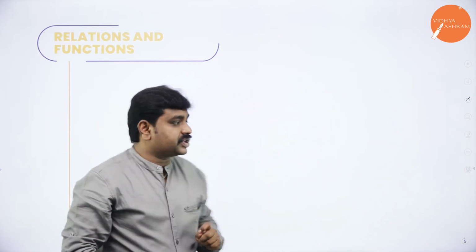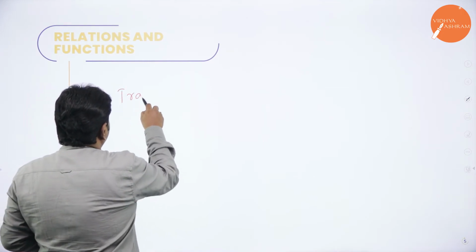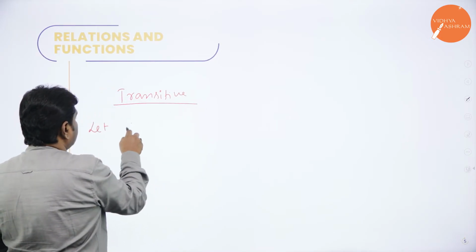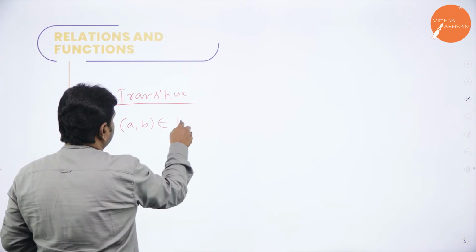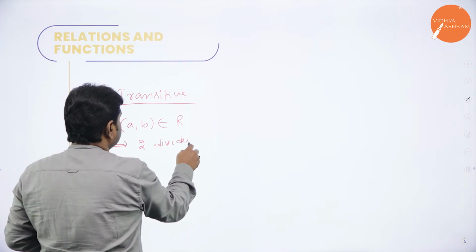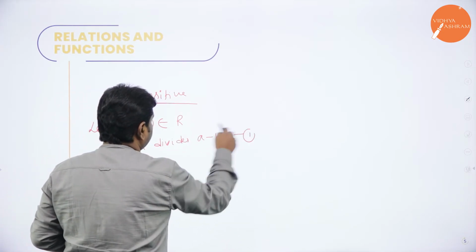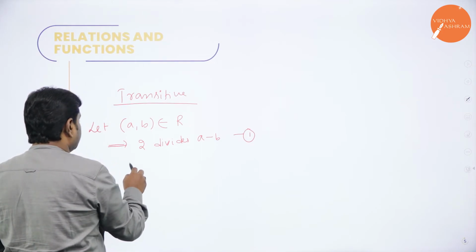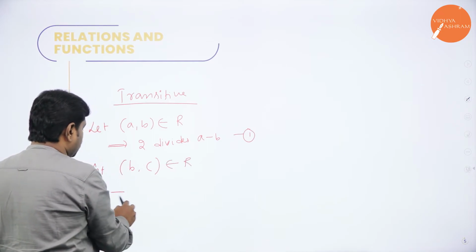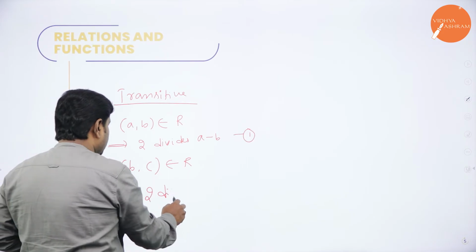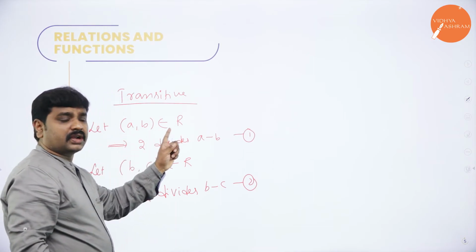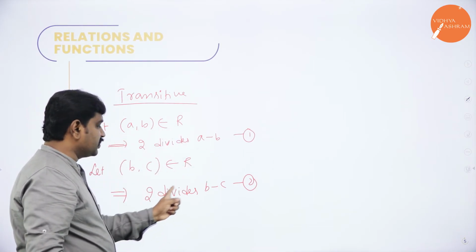So, transitive: we need to check whether it is transitive or not, or we need to prove it is transitive. How to prove transitive? I will take A comma B belongs to R. A comma B belongs to R implies 2 divides A minus B. Call it equation 1. Let B comma C belong to R. If BC belongs to R, what does it mean? 2 divides B minus C. AB belongs to R means 2 divides A minus B. BC belongs to R means 2 divides B minus C.